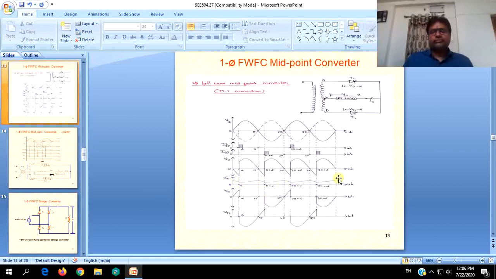a current like this, and this current may not be continuous or may be continuous depending on the value of the load inductance. May it be half wave configuration or full wave configuration with midpoint or bridge circuits, the current can be made to be continuous with high inductive values and low alpha. That will be called as continuous conduction mode, where there will not be any break in the current waveform.